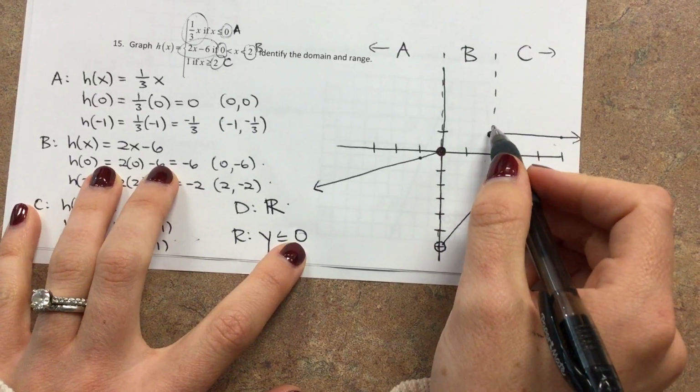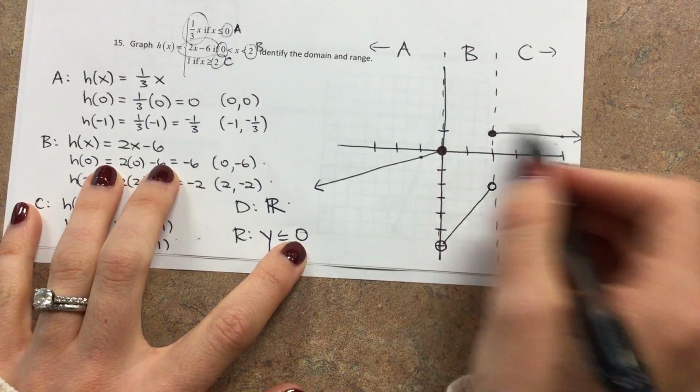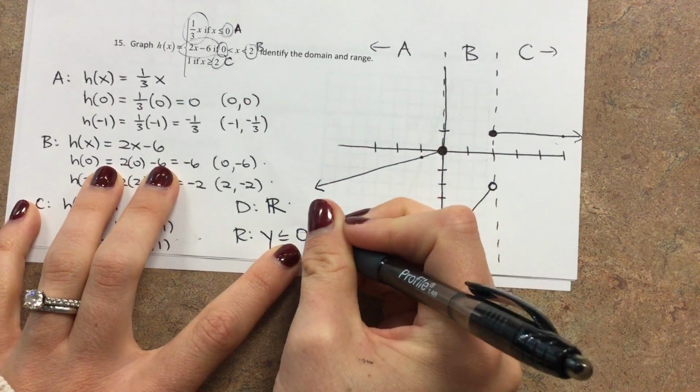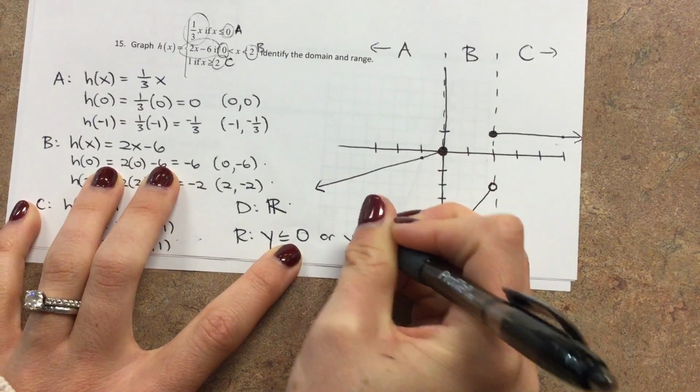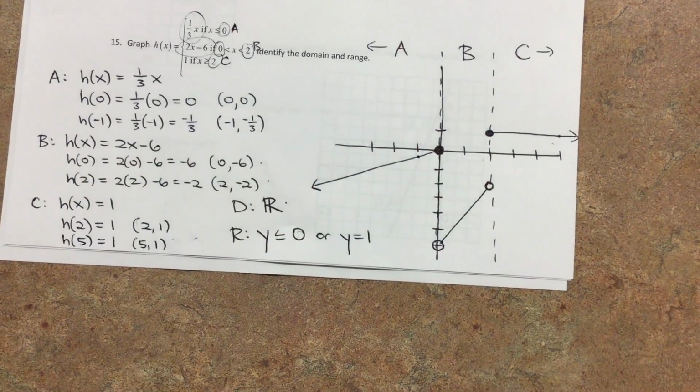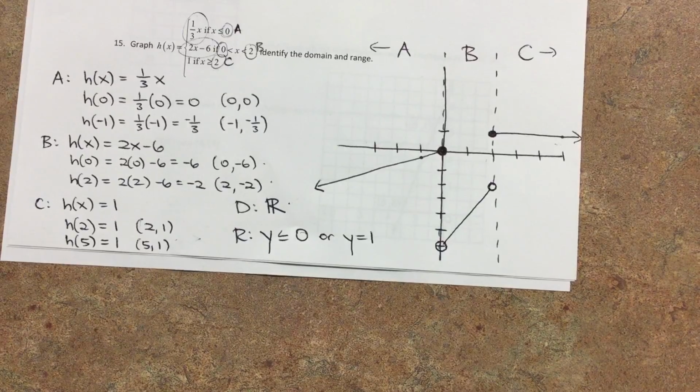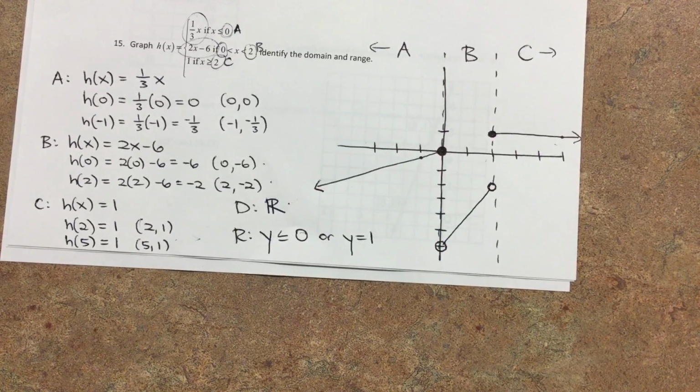And then it jumps up to 1. And then 1 is the only y value that we have right here. So it can be anything less than or equal to 0, or it could be equal to 1. And those are the only options in terms of y values. Just negative values or exactly 1.